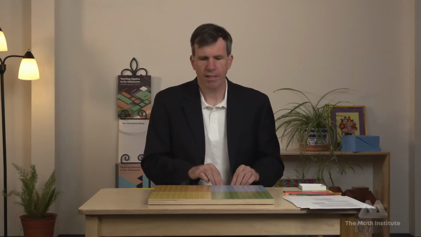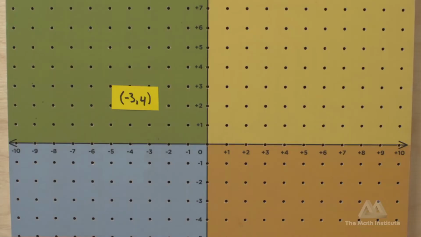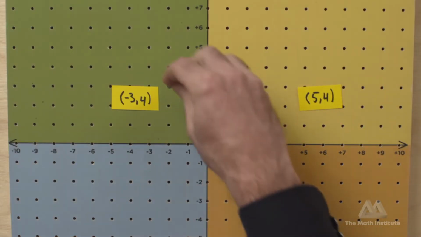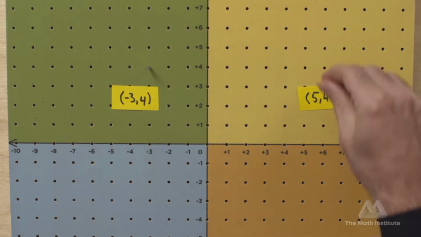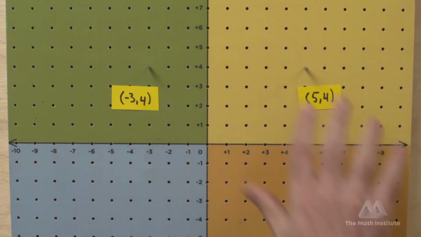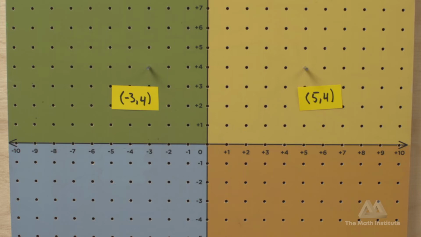So what we can do is we can give students a list of points to plot, such as -3, 4, and 5, 4. And then they need to find the distance between those. Now, students can just count the distance if they want, but what they can also do, and that's what this material is designed for, is that they can use the geometry sticks.